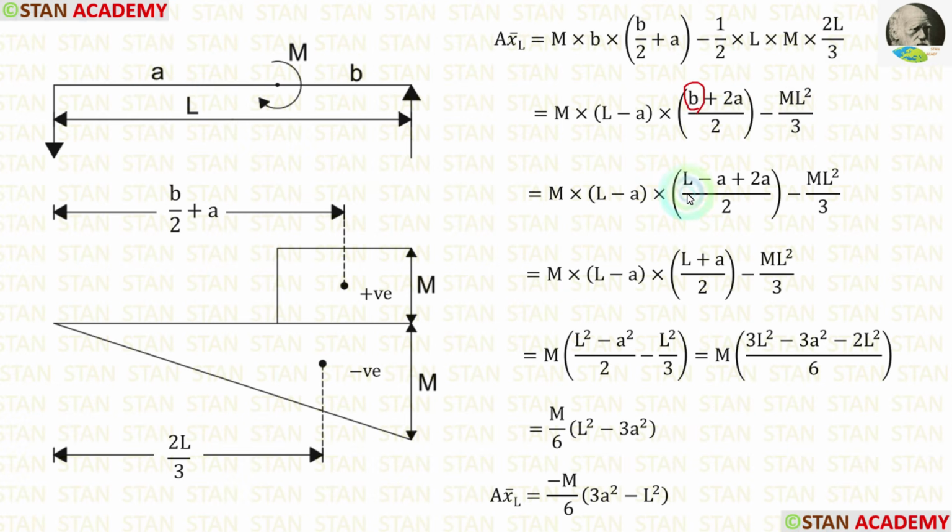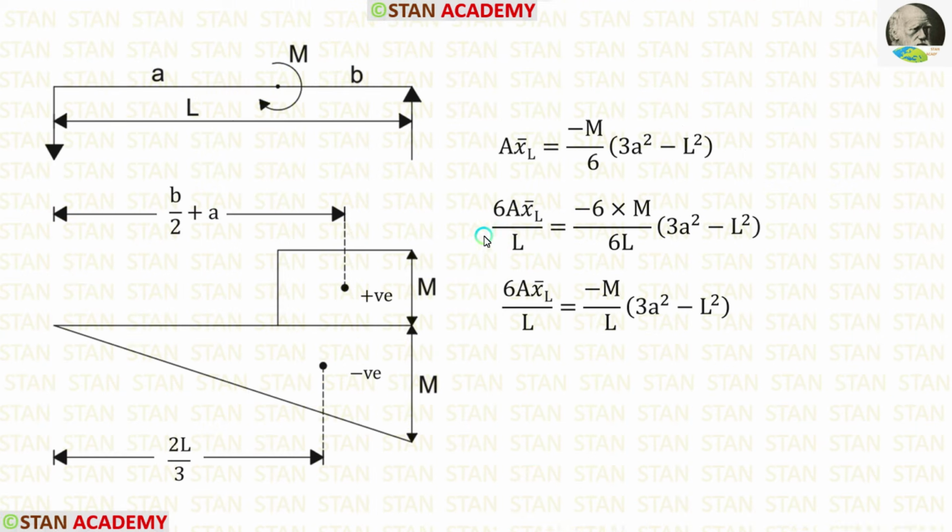Again, for b, let us apply L minus a. L minus a plus 2a, we will get L plus a. We can take M outside. For L minus a and L plus a, let us apply the a square minus b square formula. Then we will get these. For these two values, let us take LCM. 6 is the LCM. 3L square minus 2L square, we will get L square. Then let us take the negative sign on the outside. Finally, we are getting this.